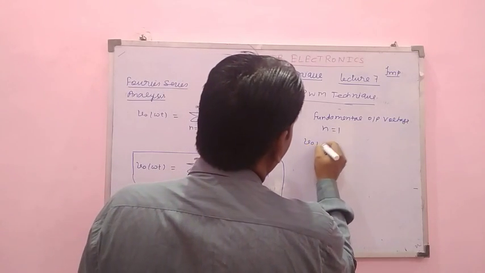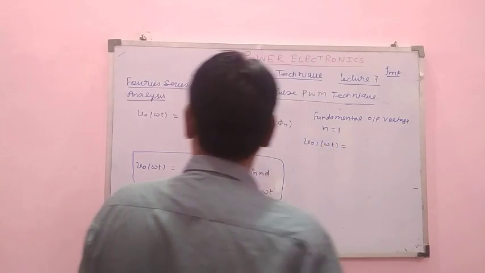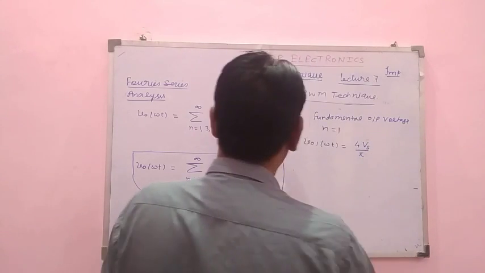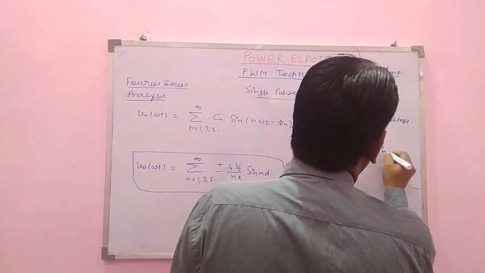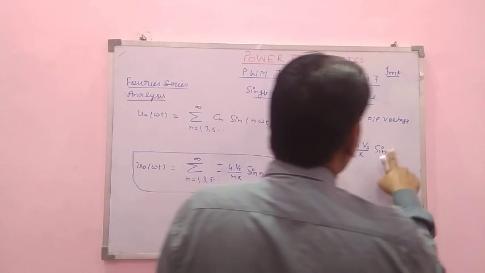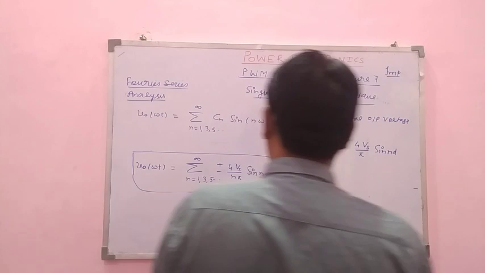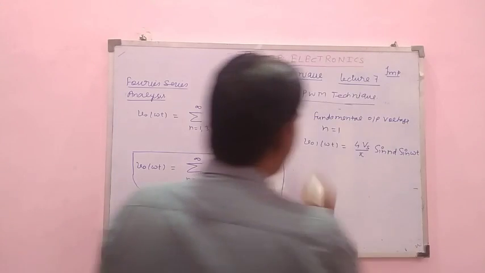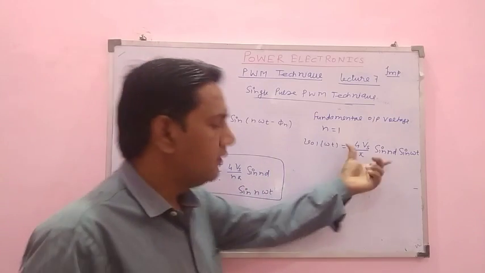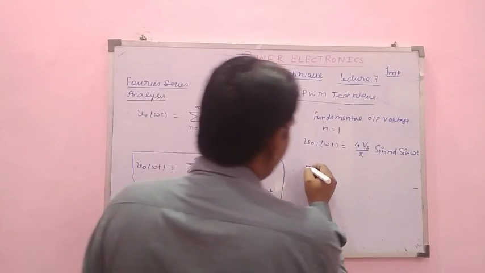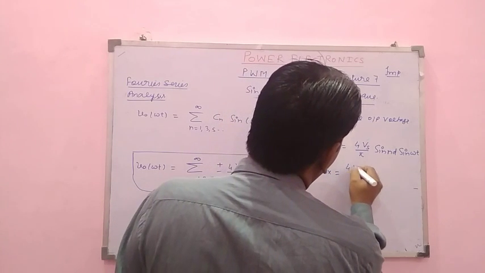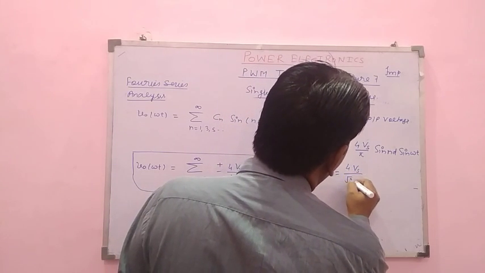So V naught 1 as a function of omega t will be equal to how much? It will be 4Vs upon pi sin d sin n d, and it will be sin omega t. This is the value of the fundamental component. So the maximum value V naught 1 max will be how much? It will be equal to 4Vs upon root 2 pi.